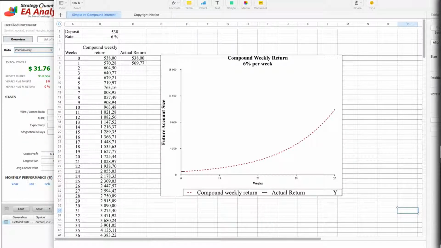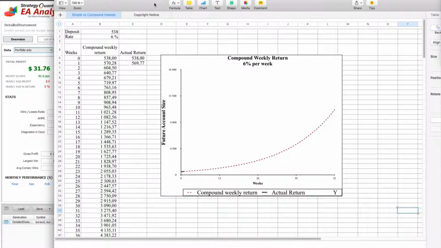Hello and welcome to my weekly analysis on the $500 challenge trading account. Here we can see the compound return template, which can be downloaded from my website forexdaybreak.com. Our target, or our goal, is to get 6% per week, and this spreadsheet is showing how the 6% would compound every week. So this is very self-explanatory.